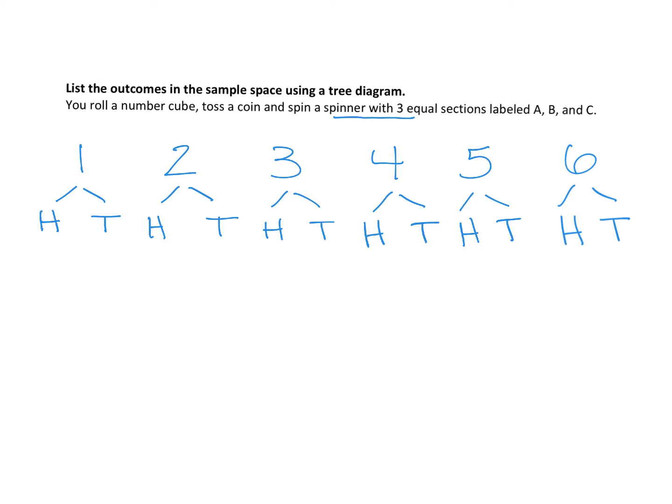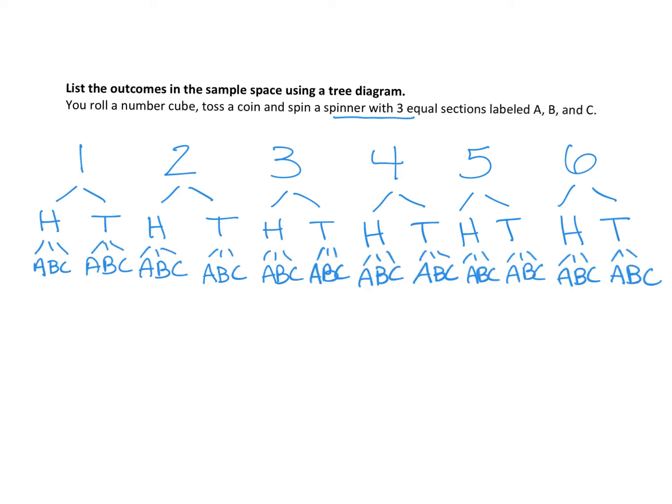All right, so maybe I got a 1 and then I got a heads. Well, then I could have an A, a B, or a C from the spinner. And I would have that here with the tails, the A, the B, and the C. So I'm going to pause this, I'm going to finish, and then you do the same.